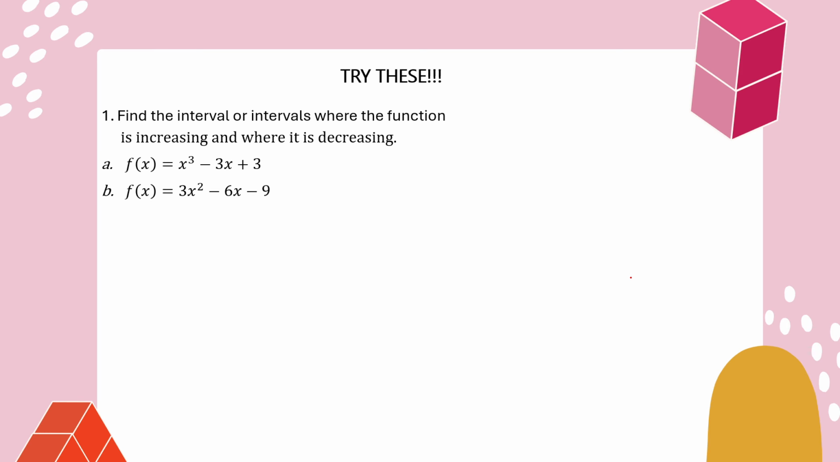Okay, try this one at home. Find the intervals where the function is increasing and where it is decreasing. The first function is f of x is equal to x cubed minus 3x plus 3. And letter B is f of x is equal to 3x squared minus 6x minus 9.